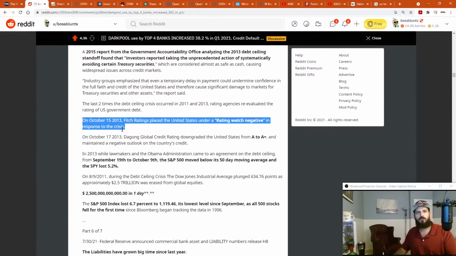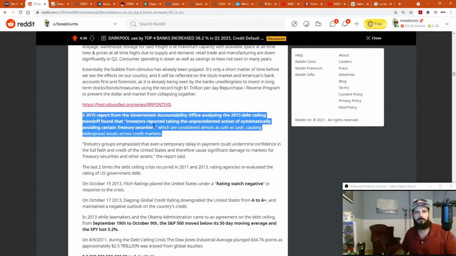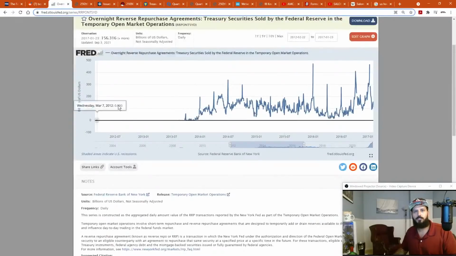In October, let's see, a 2015 report from the Government Accountability Office analyzing the 2013 debt ceiling standoff found that investors reported taking the unprecedented action of systematically avoiding certain Treasury securities. So instead of putting their money in bonds, they immediately started putting their money in this reverse repurchase program because they knew that bonds were going to go negative and they needed this liquidity on hand as well.